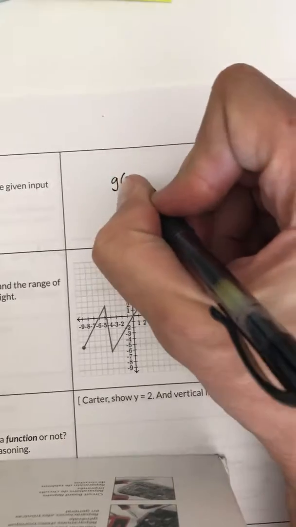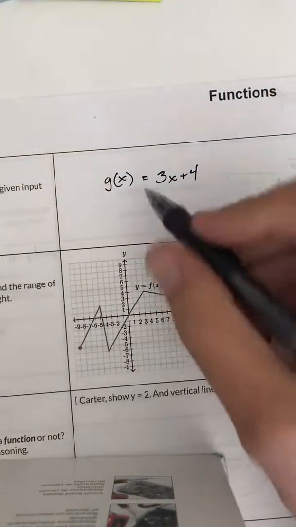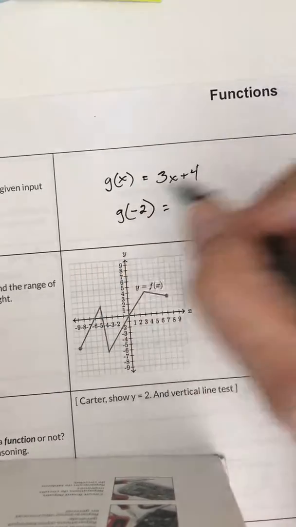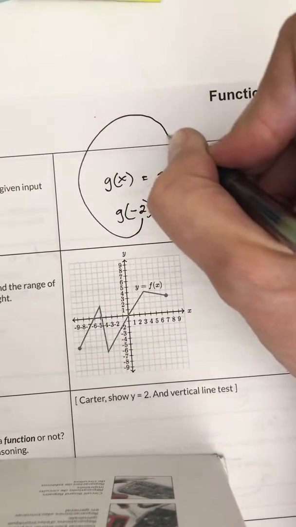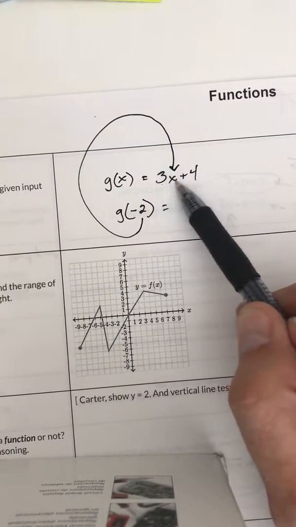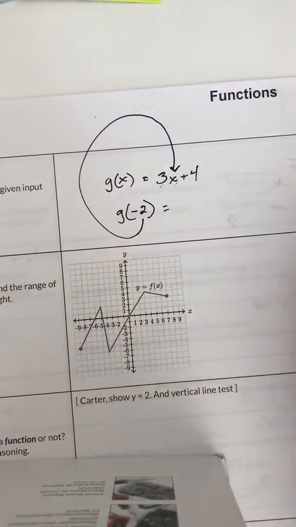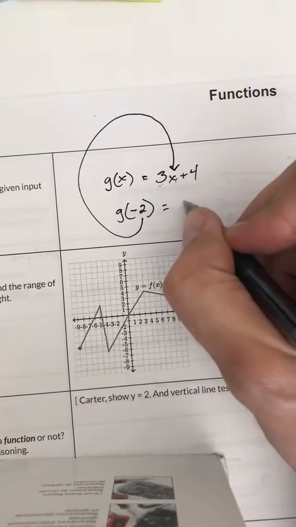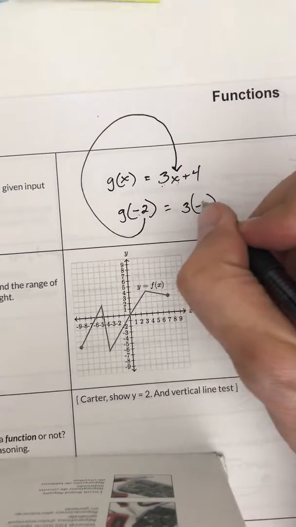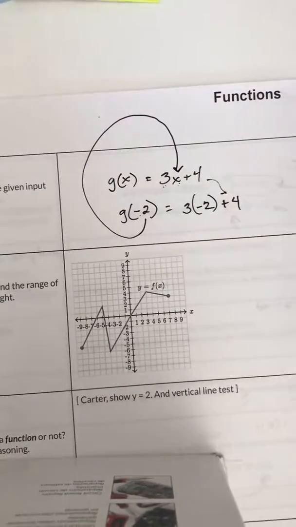So we have g of x equals 3x plus 4. So g of negative 2 just means we're going to drop negative 2 and substitute it for x. And remember, when these letters and numbers are adjacent, that means they're next to each other, it's multiplication, okay? So like 3, and then instead of x, we're going to substitute negative 2, and then bring down the rest, plus 4, okay?